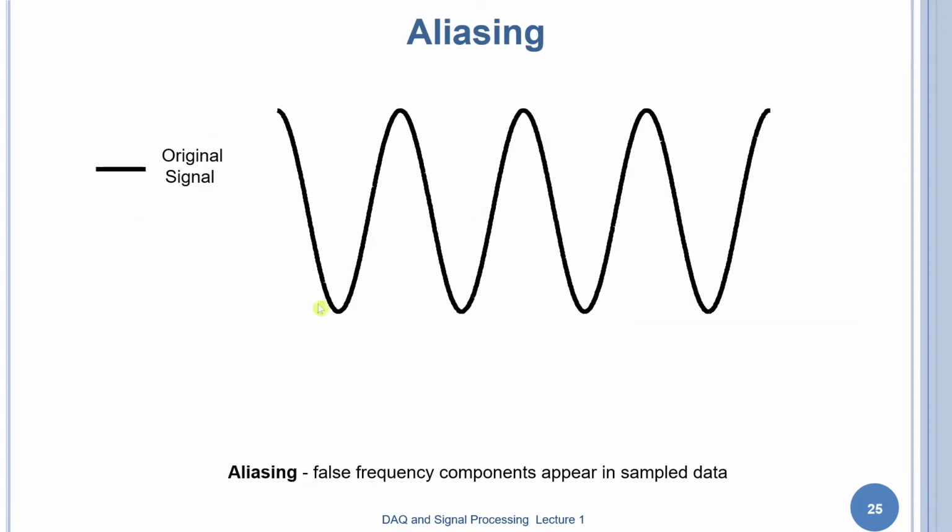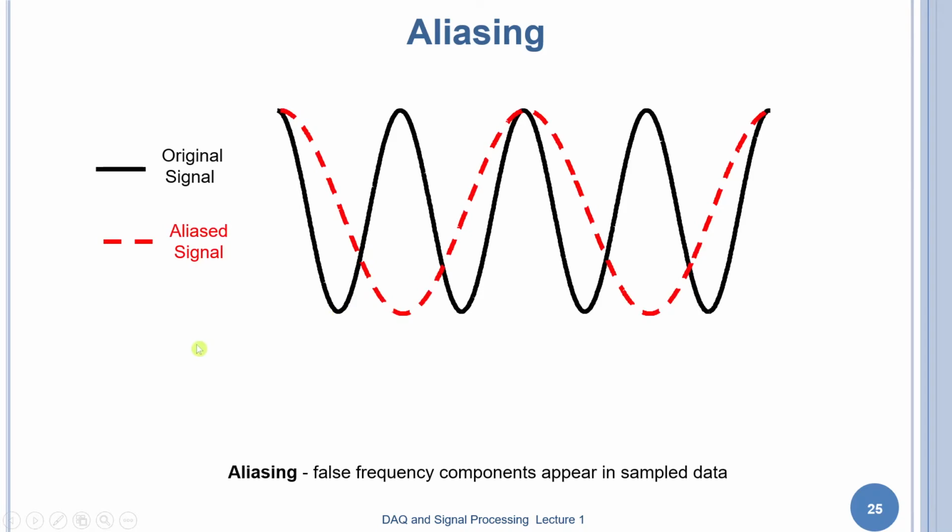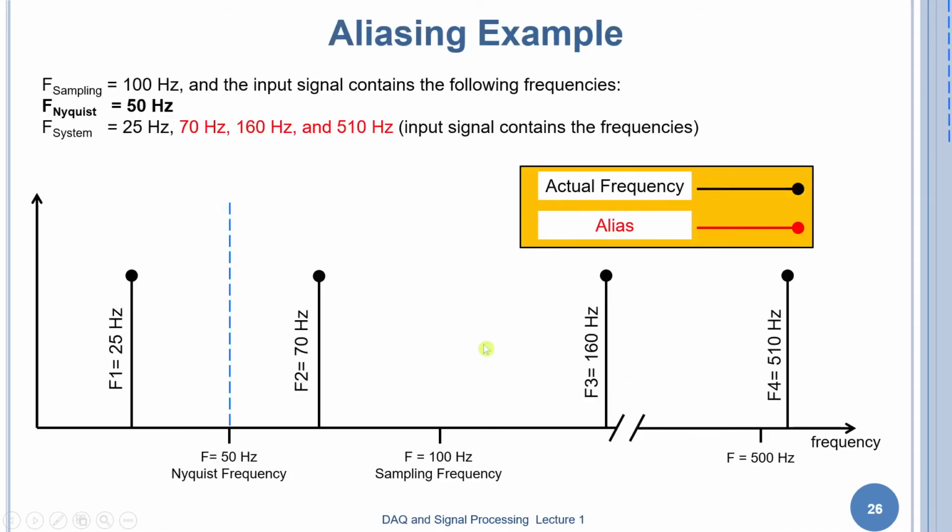Okay, so you have an original signal, and because of undersampling you ended up getting a signal which is totally wrong. So to avoid aliasing, make sure your sampling frequency is always greater than twice your signal frequency. Okay, now let's look at an aliasing example.